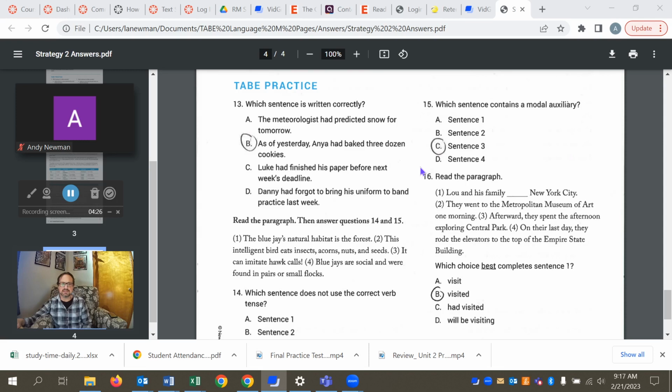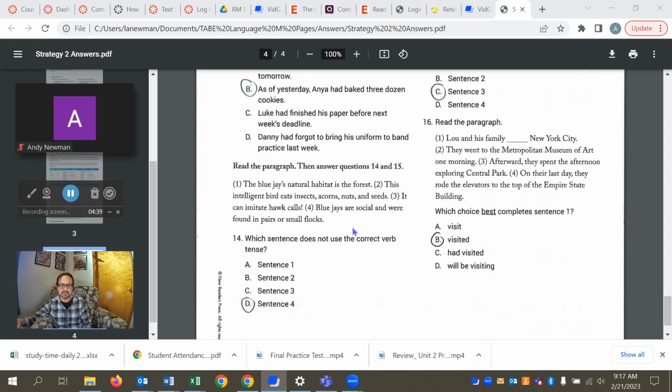And on to 13, which sentence is written correctly? It's B, "As of yesterday, Anya had baked 3 dozen cookies." A, C, and D have verb tenses that don't match the context of the sentence. And then in number 14, sentence 4, letter D, is the one that doesn't have a correct verb tense.